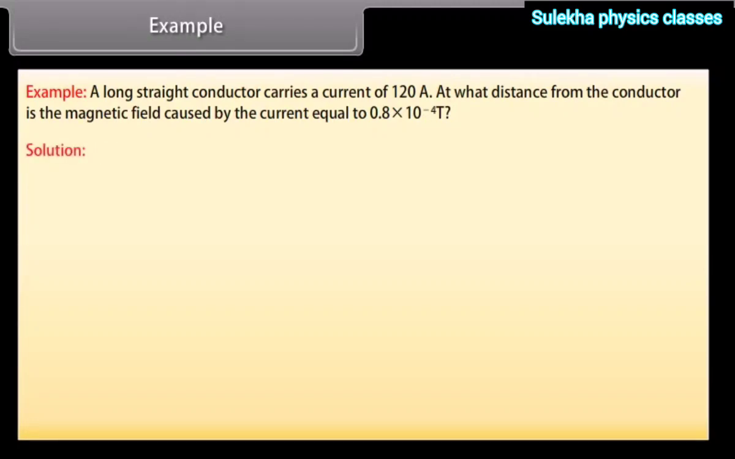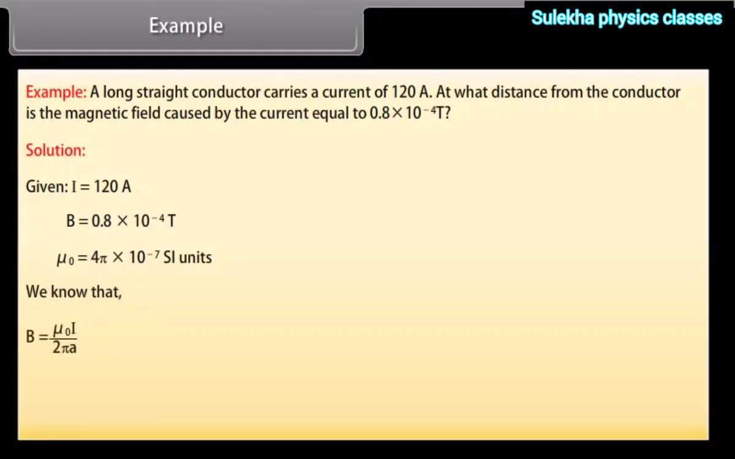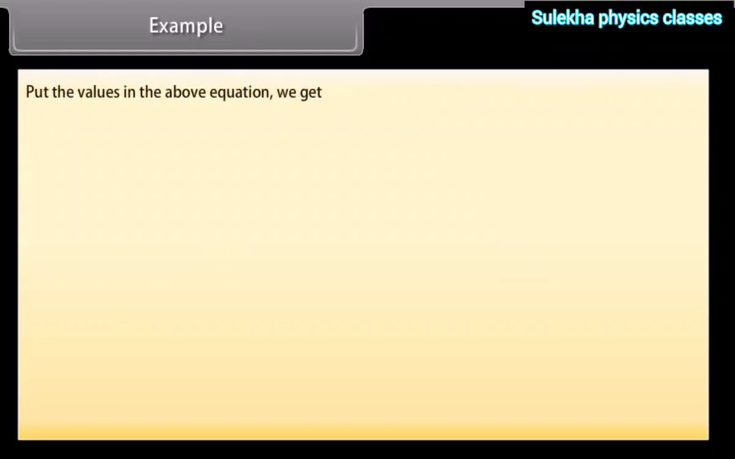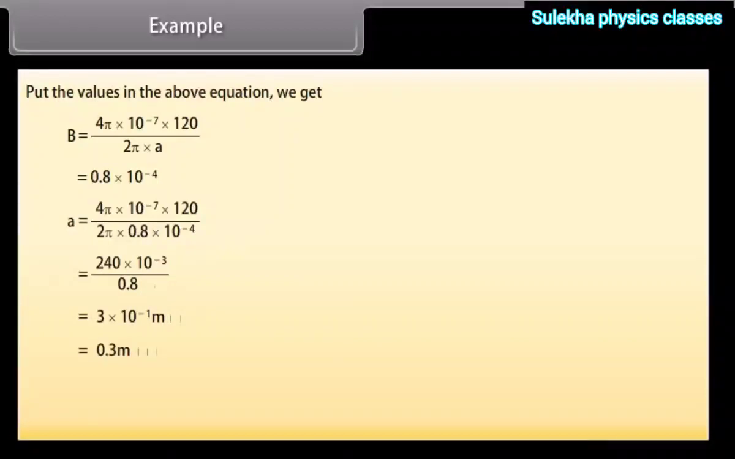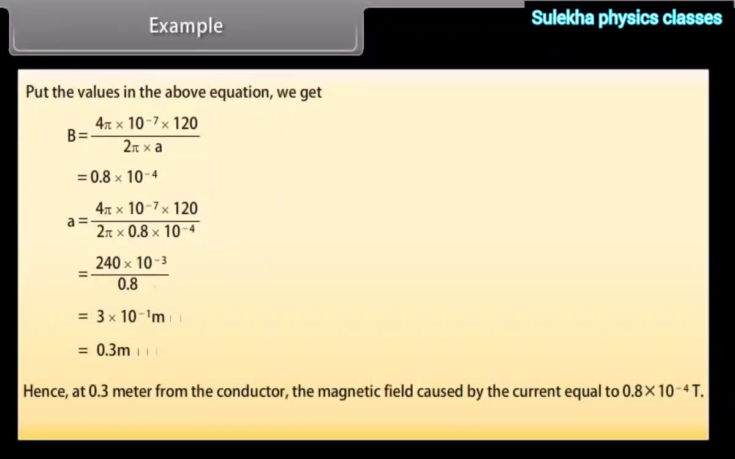Let's see the solution. Here, the given values are I is equal to 120 ampere, B is equal to 0.8 into 10 raised to the power minus 4 tesla, mu naught is equal to 4 pi into 10 raised to the power minus 7 SI units. We know that B is equal to mu naught I upon 2 pi A. By putting the values in the equation, we get the value of A is equal to 0.3 meters. Hence, at 0.3 meters from the conductor, the magnetic field caused by the current is equal to 0.8 into 10 raised to the power minus 4 tesla.